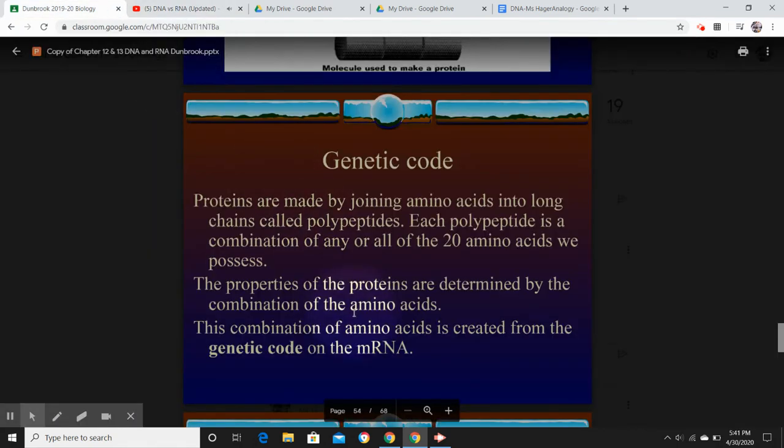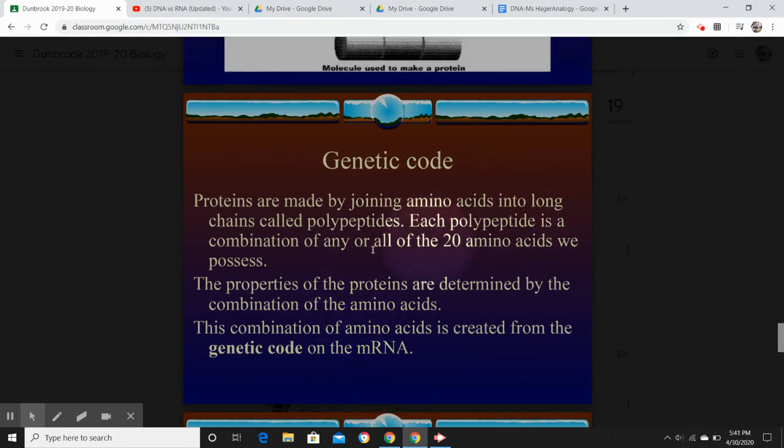Back to this. So each polypeptide is a combination of any or all of the 20 amino acids that we possess. And we get these amino acids when we eat protein. When we break down protein, we turn it back into its building blocks called amino acids. There are only 20 different kinds of amino acids to choose from. There's only like 20 different students to build these groups. But remember, we can put these in different orders in long chains, and that's how we can get differences, okay?